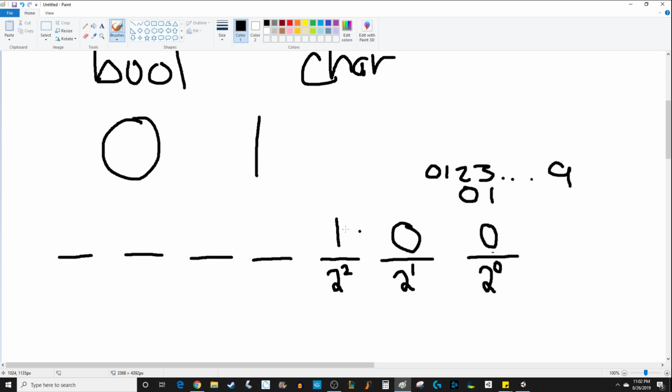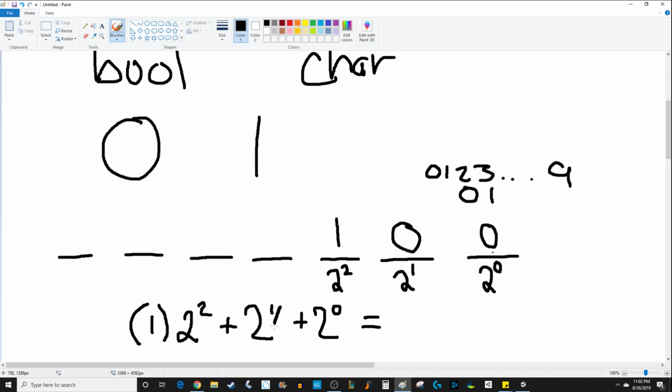So if you take all of this data and you put it together, we have 2 to the second power plus 2 to the first power plus 2 to the 0 power. Except this one right here is times 1, this one is times 0, and this one is times 0. Since anything times 0 is 0, we can cancel those out, and we're left with 1 times 2 squared, which is just 4. So this number in binary is 4.